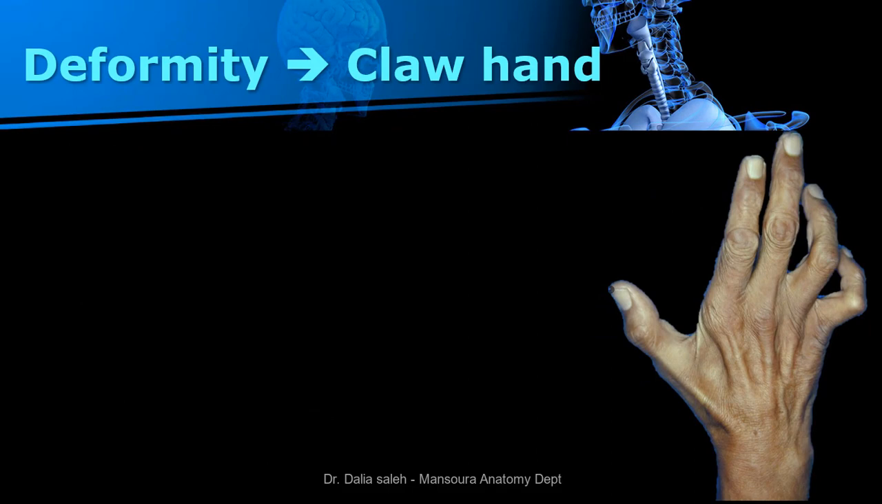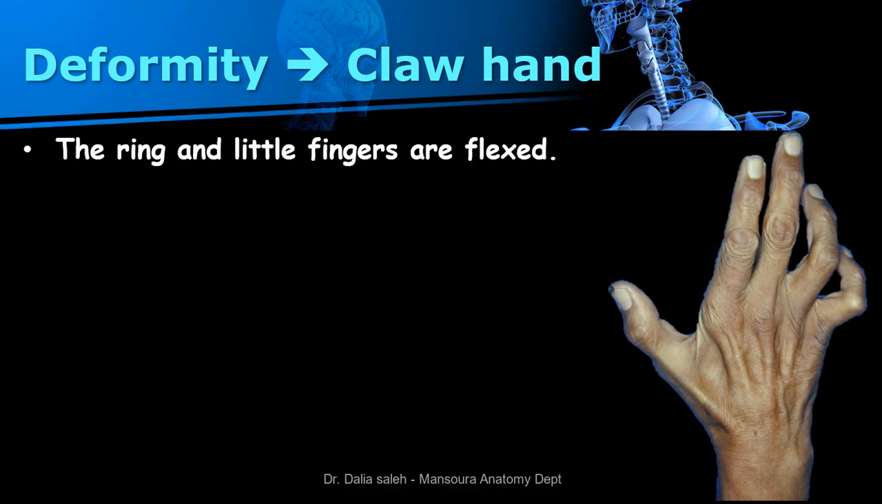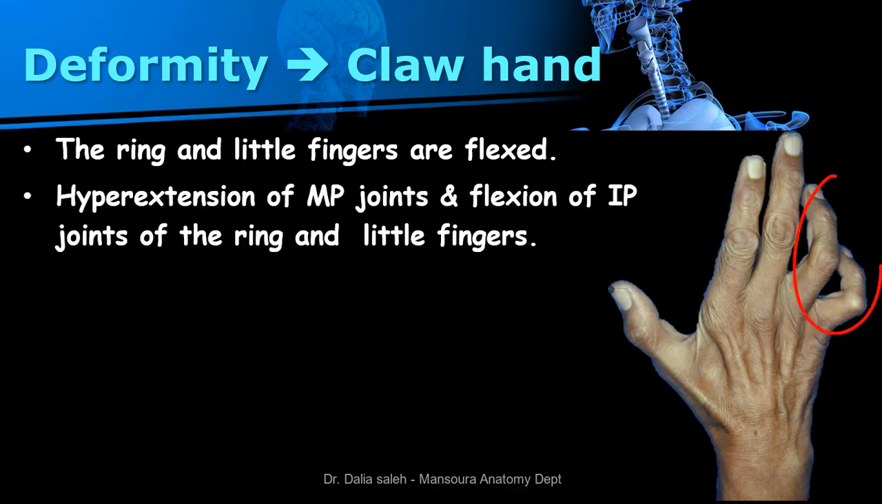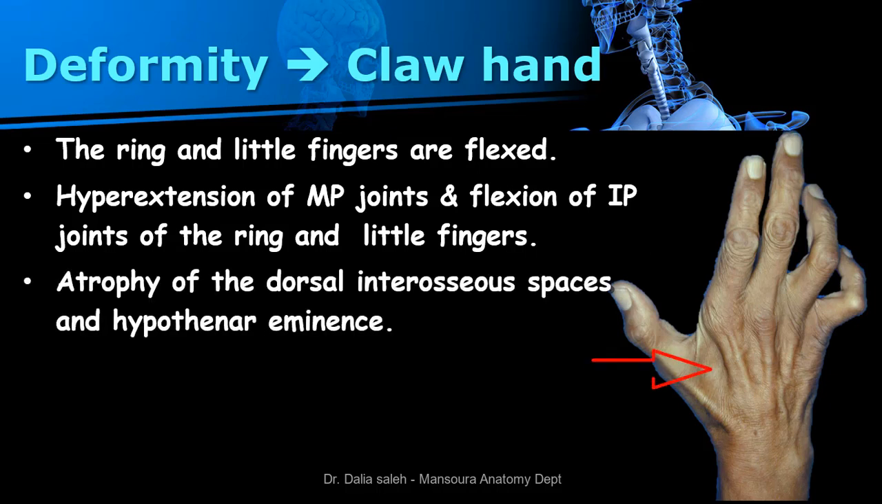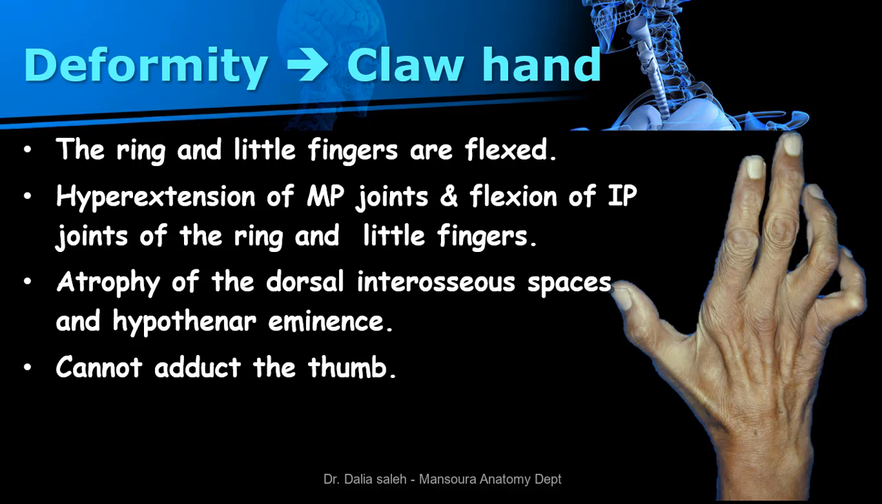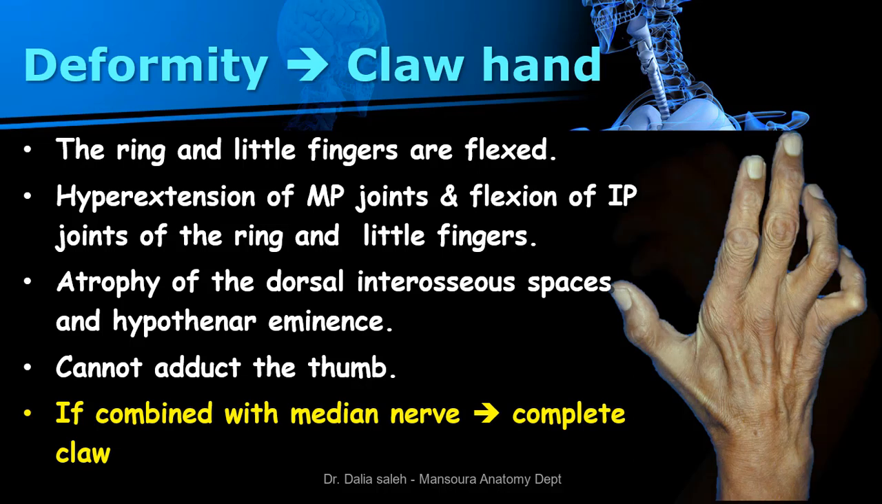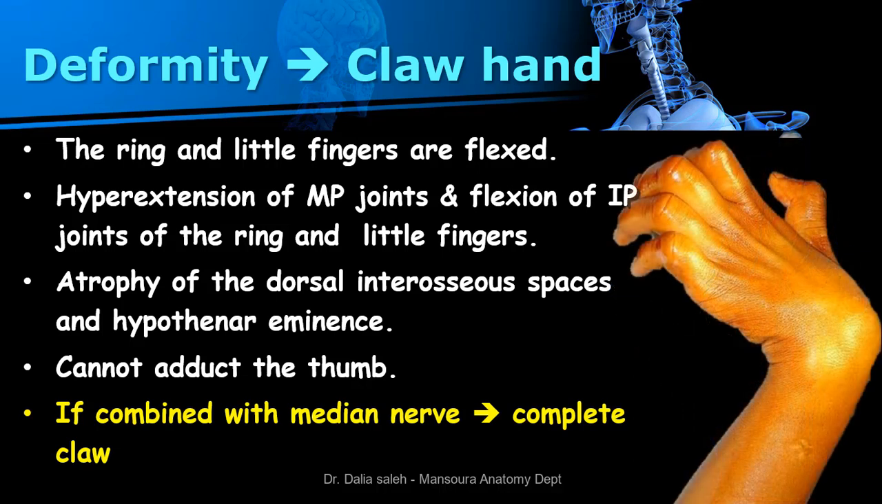The claw hand deformity is characterized by the following. The ring and the little fingers are flexed. There is hyperextension of the metacarpophalangeal joints and flexion of the interphalangeal joints of the ring and little fingers. There is atrophy of the dorsal interosseous spaces and also atrophy at the hypothenar eminence. Also, the patient cannot adduct his thumb. If it is combined with the median nerve injury, this will result in complete claw hand.